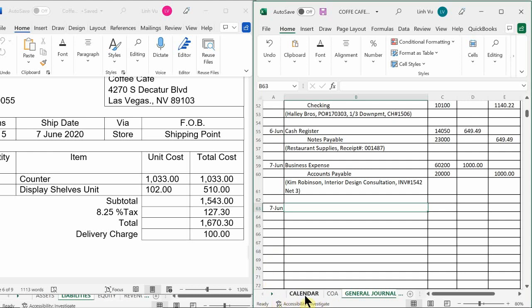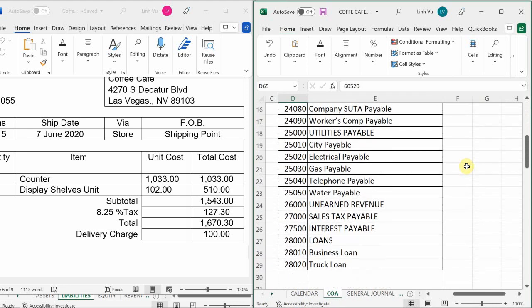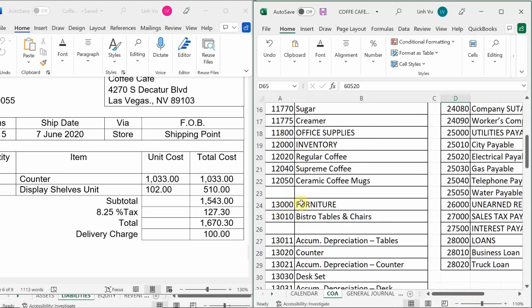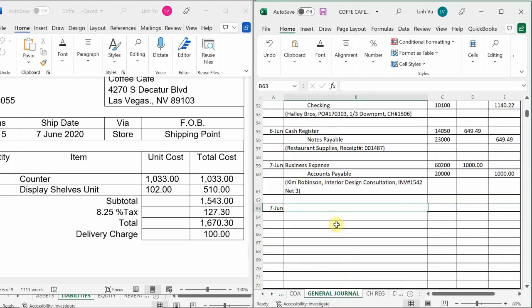Good, right? Let's take a look at my chart of accounts. Do I have an account for a counter and an account for display shelves? Yes, I do. Right here under furniture, I have a counter, 1320, and display shelves, 1340. So in this case, I acquired a fixed asset, okay? So that's the first thing I'm going to do here: recognize that I bought a counter and display shelves.